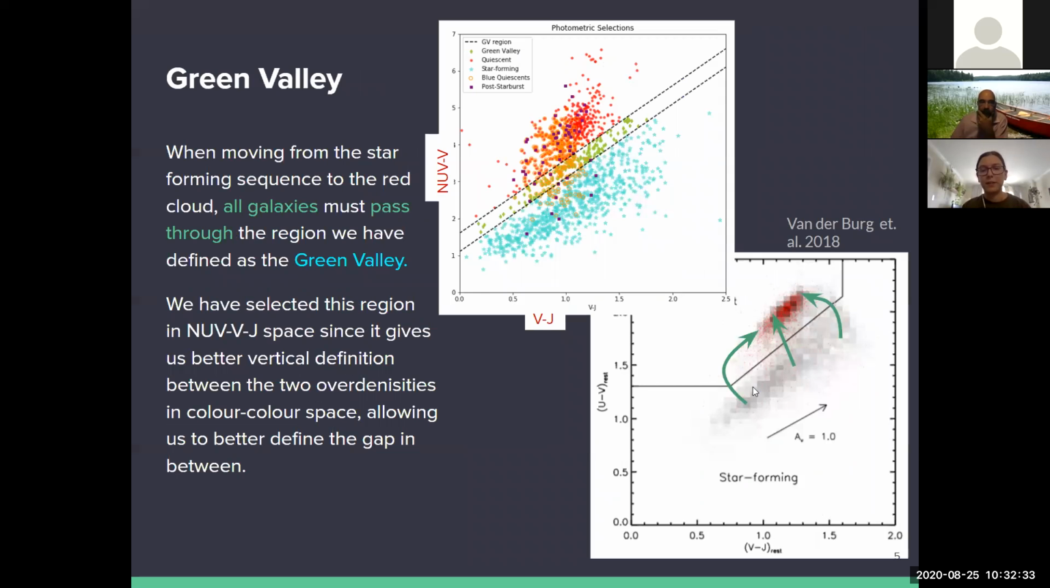So the next population that I'm considering is the green valley. This one, instead of defining it in UVJ space like we define the typical quiescent and star-forming clouds, we're defining in near UV V J space. This is just to separate out better that vertical separation between them. So we're picking out this green band in the middle. You can see here that this would just be capturing all of the things that are moving from one cloud to another one, and we stretch it all the way across this diagram in order to capture anything that's moving regardless of how.